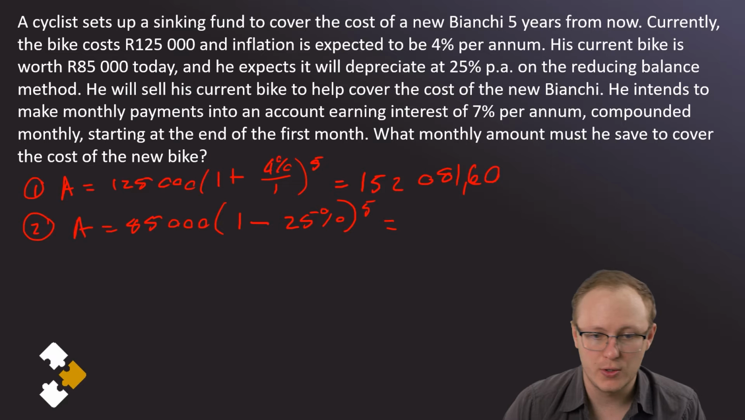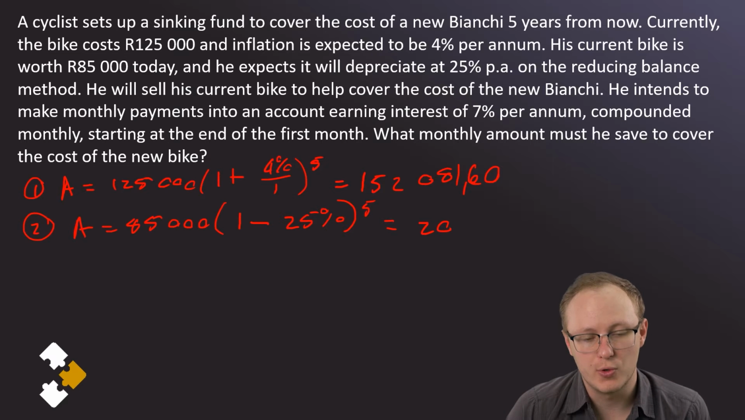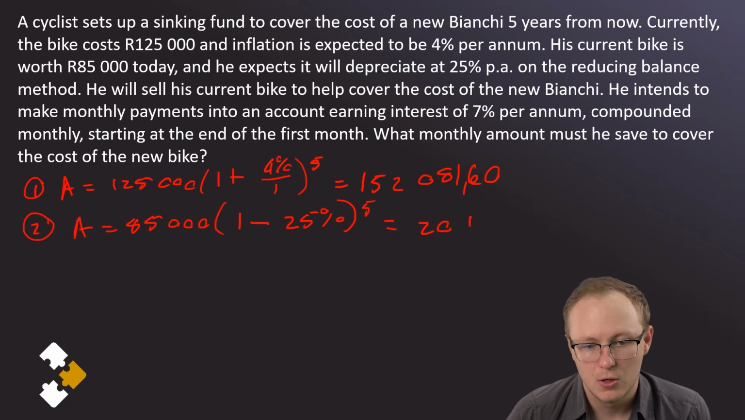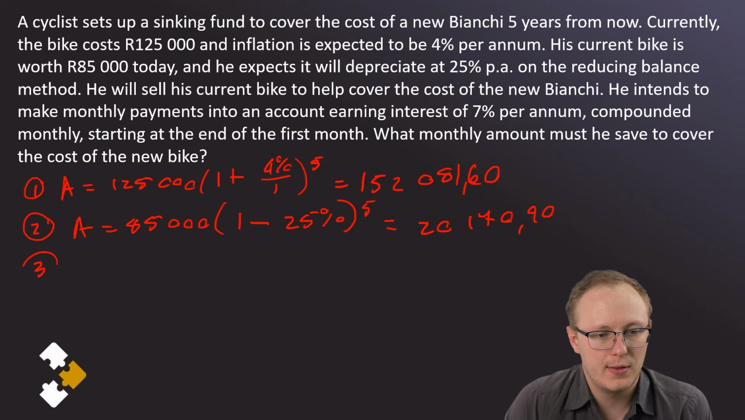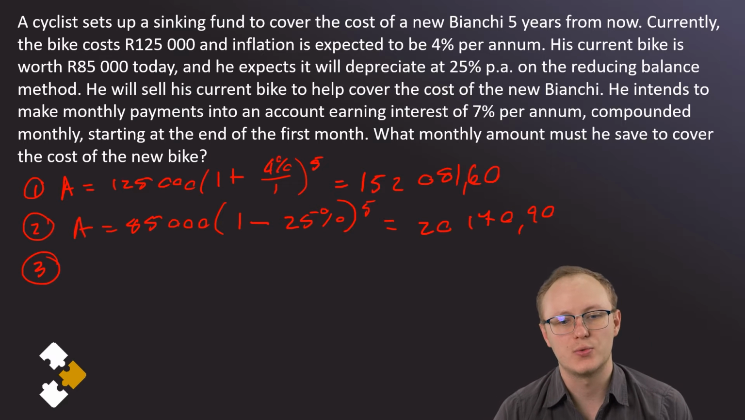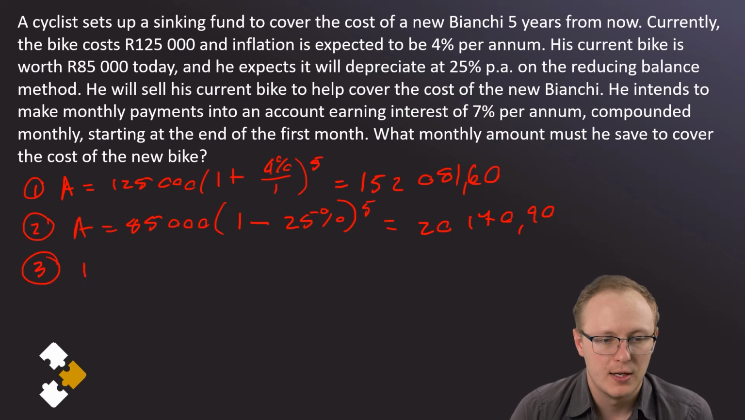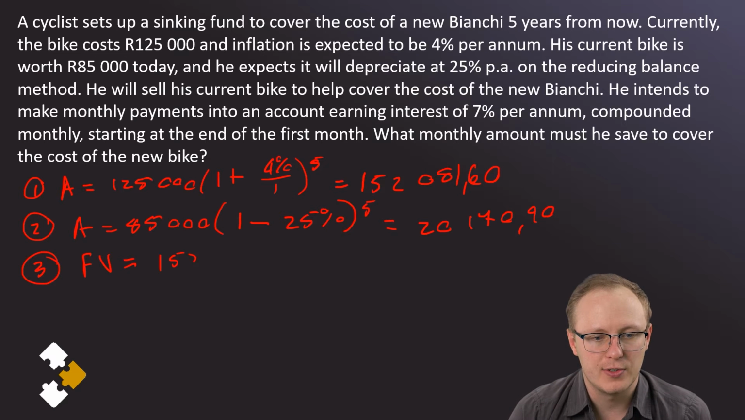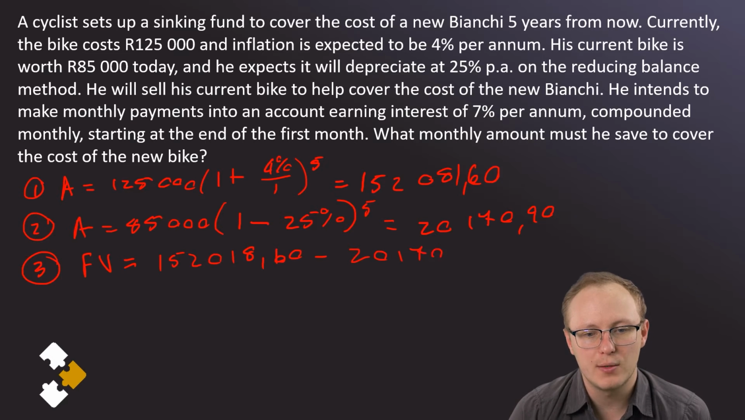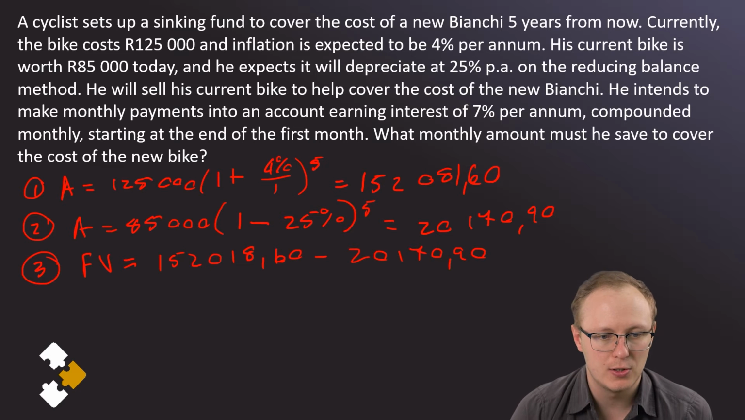Okay, so that bicycle is only going to be worth 20,170 Rand and 90 cents. Okay, and then the third thing we have to consider is what the future value is then going to be, right? So the future value that we need in 5 years' time is the cost price of this bicycle minus the money that we can recover by selling the other bicycle, right?